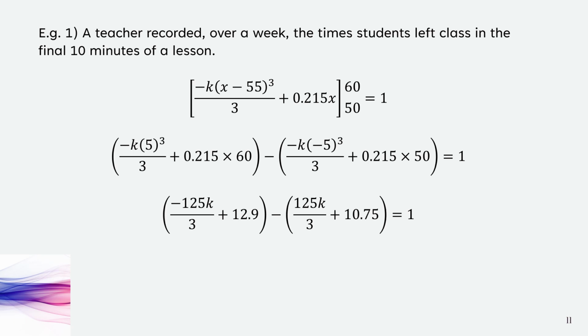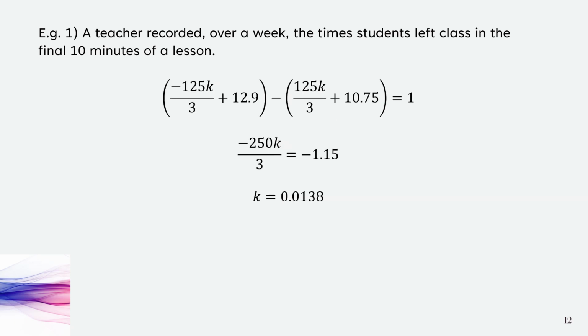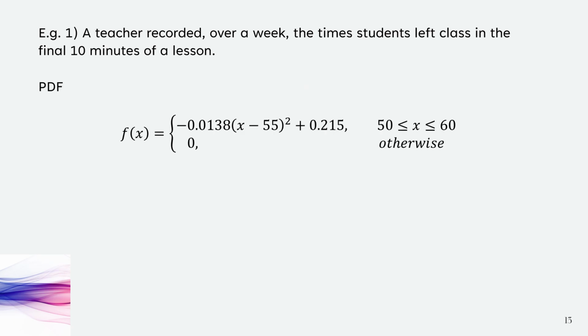Simplifying those two brackets, finding common terms, we end up with minus 250k over 3 equals minus 1.15, giving us a k value of 0.0138. So that forms our PDF. This is what we're going to see regularly. We're not going to necessarily set each one up, but we're going to see that it's in the form of an f of x or a PDF. So the PDF for those values goes from 50 to 60.